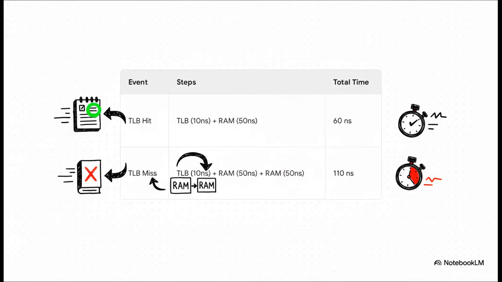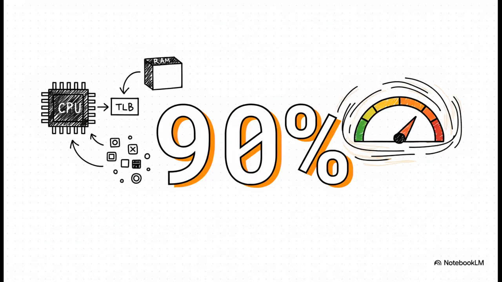And the performance impact is just huge. If the address the CPU needs is on that little cheat sheet, that's called a TLB hit, the whole process takes only about 60 nanoseconds. But if it's not on the cheat sheet, a TLB miss, we have to do the full 2-step access through regular RAM, which takes almost double the time, around 110 nanoseconds. And here's the real kicker. Because of a principle called locality of reference, which is just a fancy way of saying that programs tend to reuse the same data over and over again in short bursts, the TLB hit ratio is typically over 90%. That little cheat sheet is right almost all of the time.